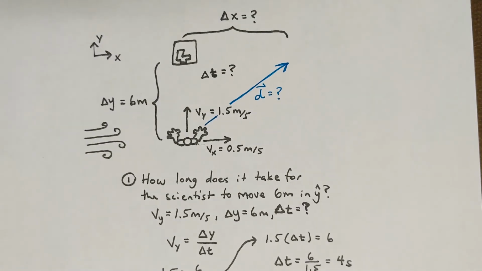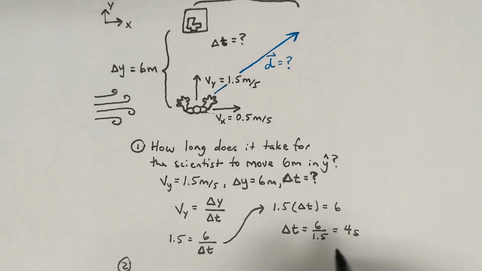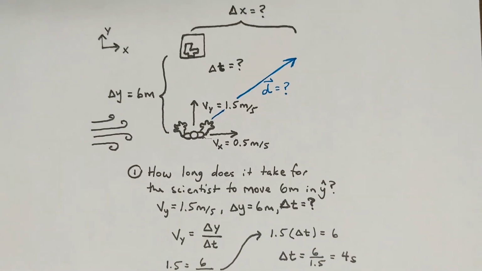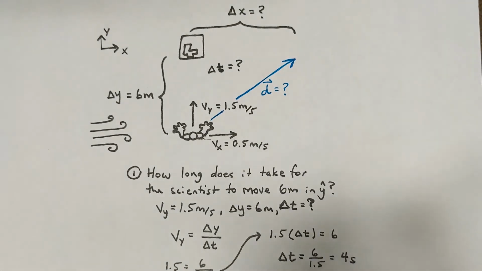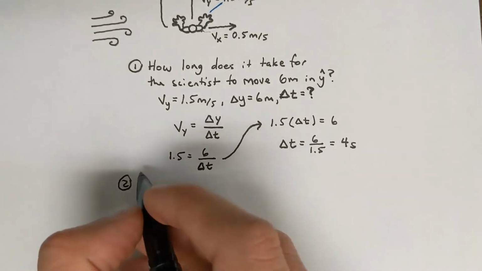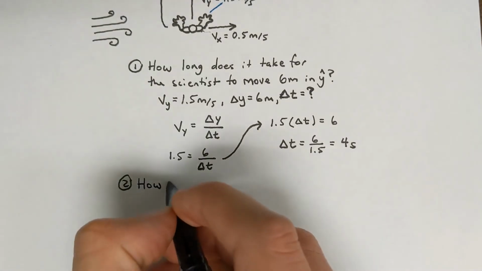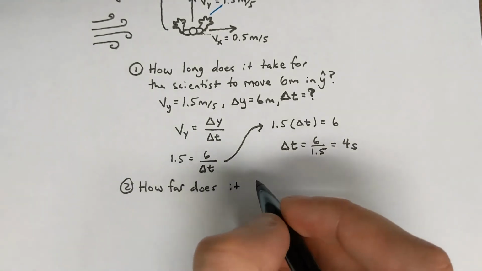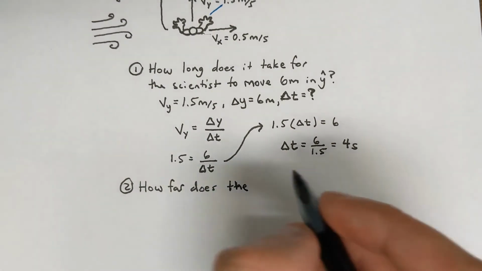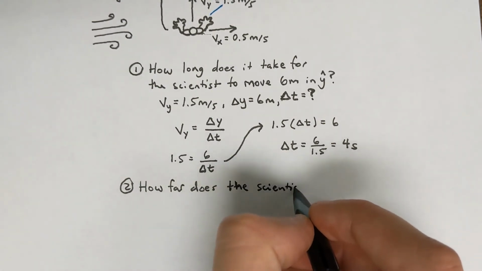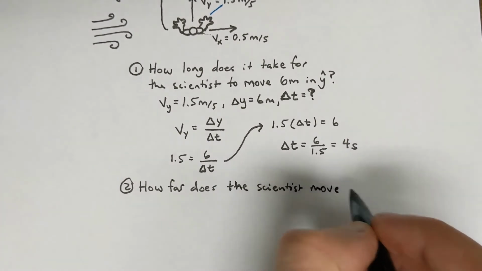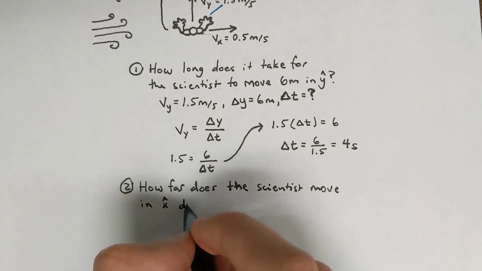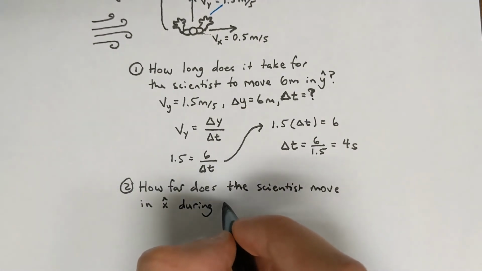Okay, so now moving on to the second part of the problem. Now that I know the change in the time, I'm going to find out how far the scientist moves in the x direction during that time. How far does the scientist move in the x direction during those 4 seconds?